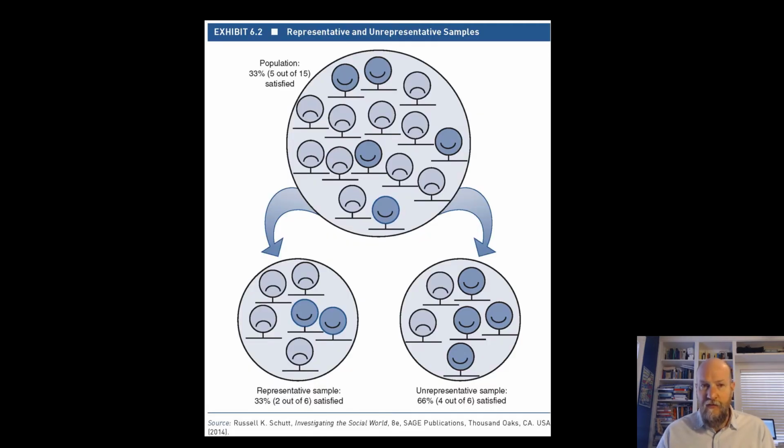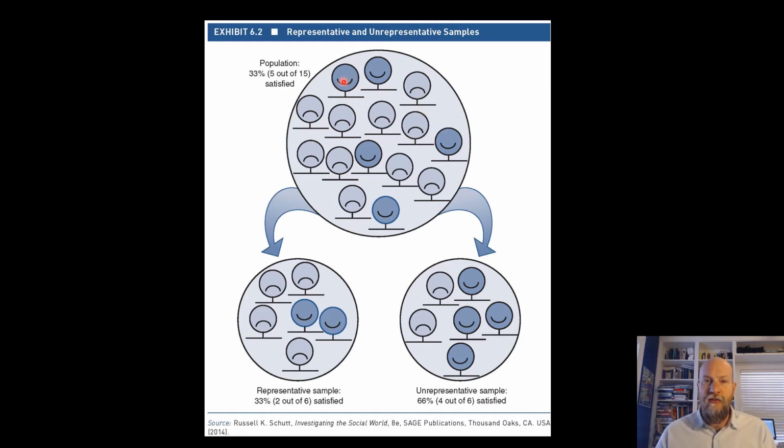This is a little figure from your book. This is Exhibit 6.2 from the chapter. This shows you an example of a population. So the larger circle up here is our population, right? And what you're seeing is these smiley faces and happy faces are representing individuals that are satisfied or unsatisfied with some procedure, some service they've received. It's really not important for the purposes of this demonstration.